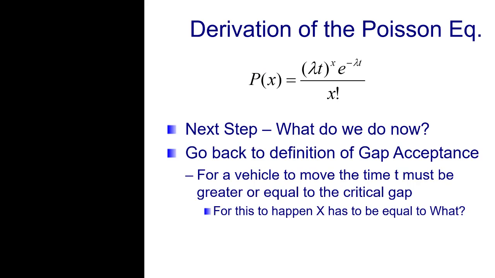Derivation of a Poisson equation. Probability equals lambda t to the x, e to the minus lambda t over x factorial. This is dealing with gap acceptance. Next step, what do we do from now? Go back to the definition of gap acceptance, which means the probability of x being 0. For a vehicle to move, the time t must be greater or equal to a critical gap. For this to happen, x has to be equal to 0.